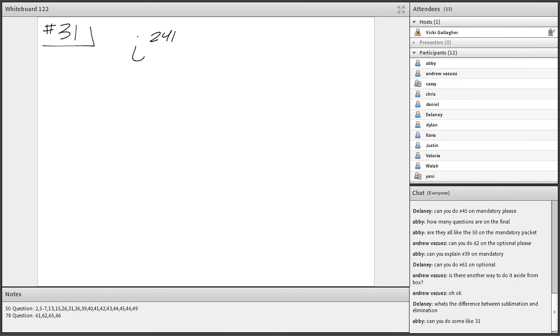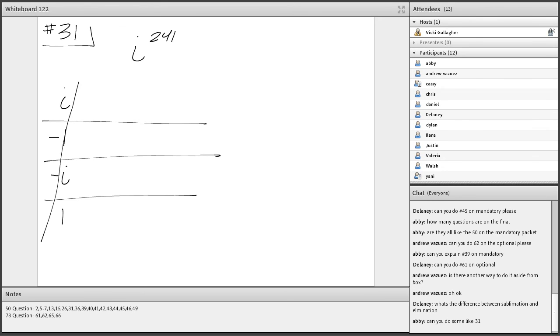All right, 31 looks like this. This is a perfect problem for a multiple choice test because there's only 4 options for what the answer could be. The answer can be i, -1, -i, or +1. That's it. Those are the 4 options you have to choose from. And so, oh gosh, that was not where I wanted to draw that line.